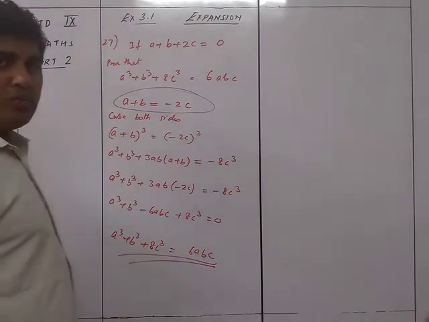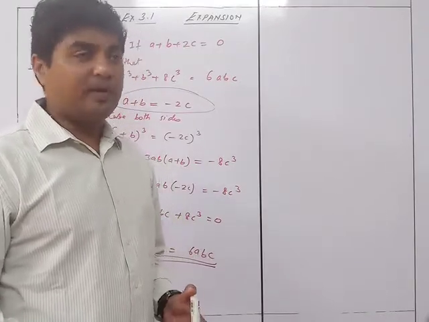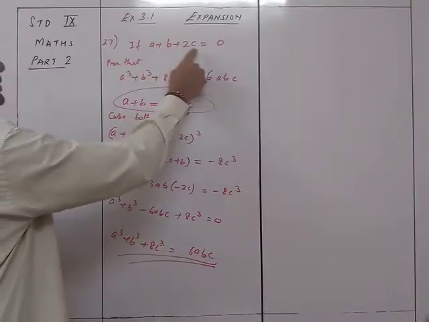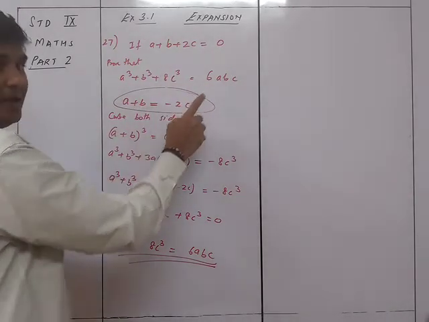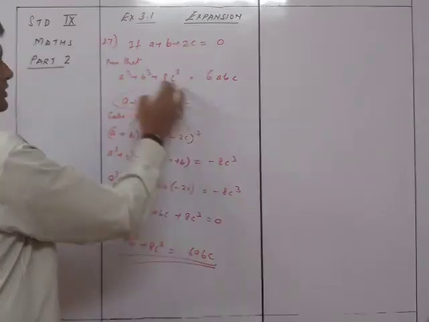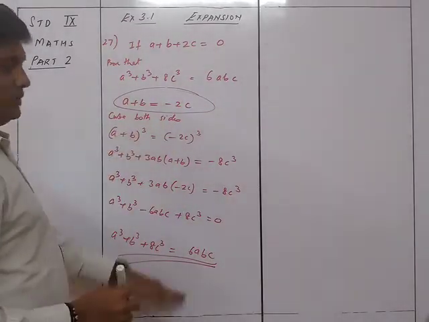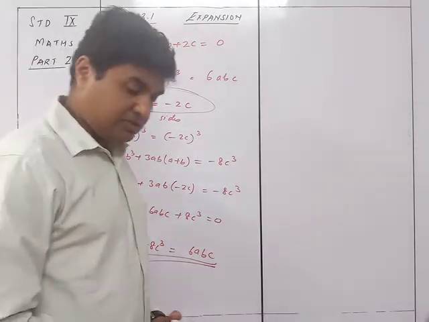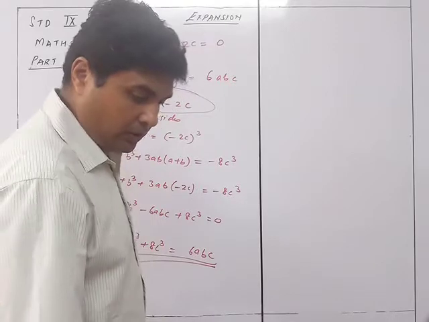Of course, there is one more formula over here, the 14th or 15th formula, in which it was written that if this plus is equal to 0, then this is equal to 3abc. So that will also give you the same answer, 3abc. But it is more important to know this method. So that is sum number 27.